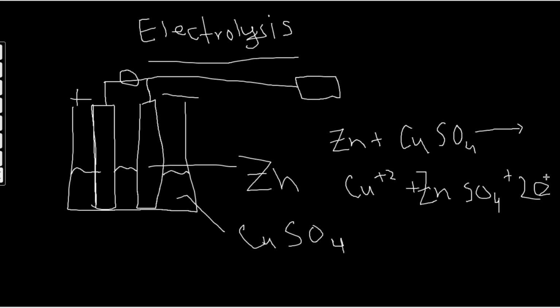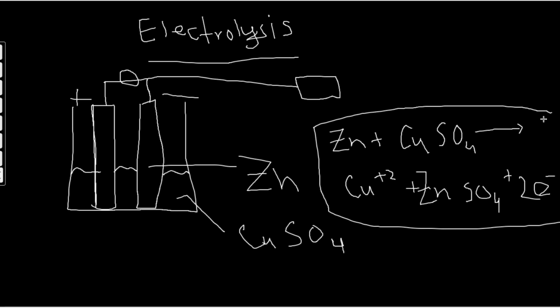Okay, so that's basically how electrolysis works. We've used this electrical energy to rebind some chemicals back into a form that can release chemical energy again. Okay, so that's our overall reaction. As you can see here, 2 electrons are produced.